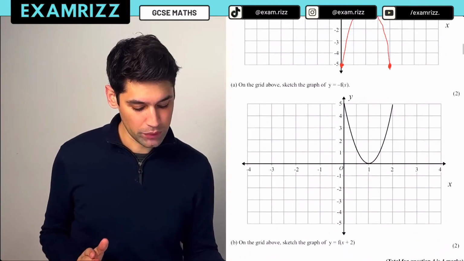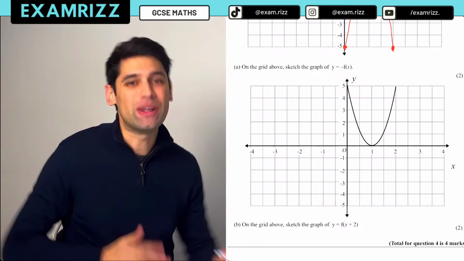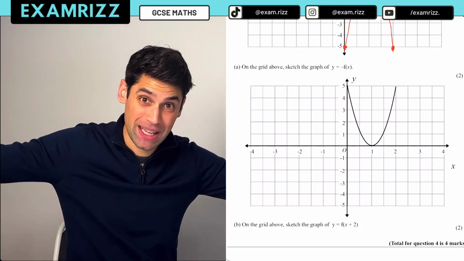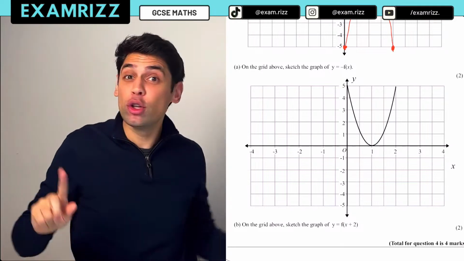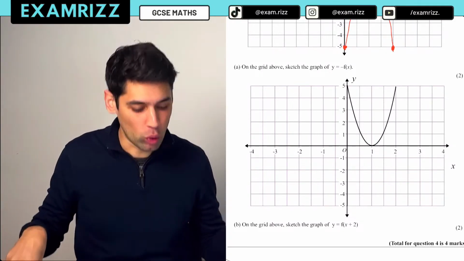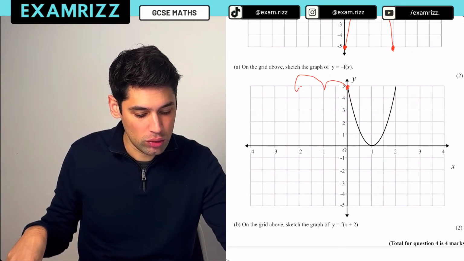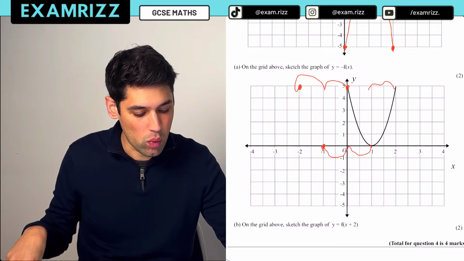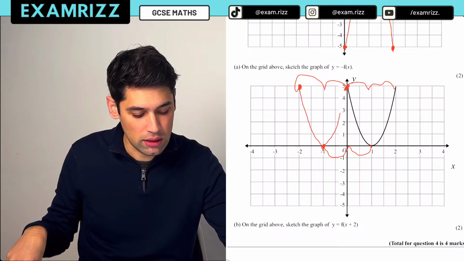Let's try the next one. On the grid above, sketch the graph of y equals f of x plus 2. Now, we should know, clear as day, what type of transformation this is going to be. It's inside the brackets, so it's an x transformation. It says a plus 2, meaning we're going to do the opposite because it's an x transformation. So we are going to -2 from all x coordinates. That means this one, 1, 2, goes here. This one, 1, 2, goes here. And this one, 1, 2, goes here. The graph is going to look like that.